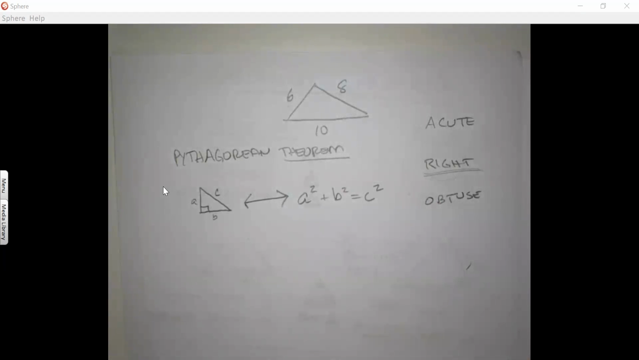Okay? Crack myself up sometimes. Which length must be C?